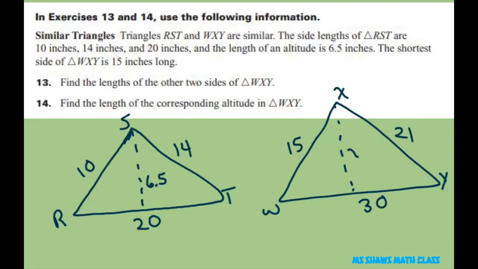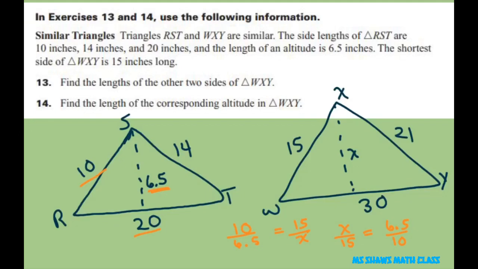Now we just have to find this. So all you have to do is say, we could say 10. Let's look at this one. 10 is to, we need to use this. So 10 is to 6.5 as 15 is to X. I can rewrite that and write it as X is to 15 as 6.5 is to 10.